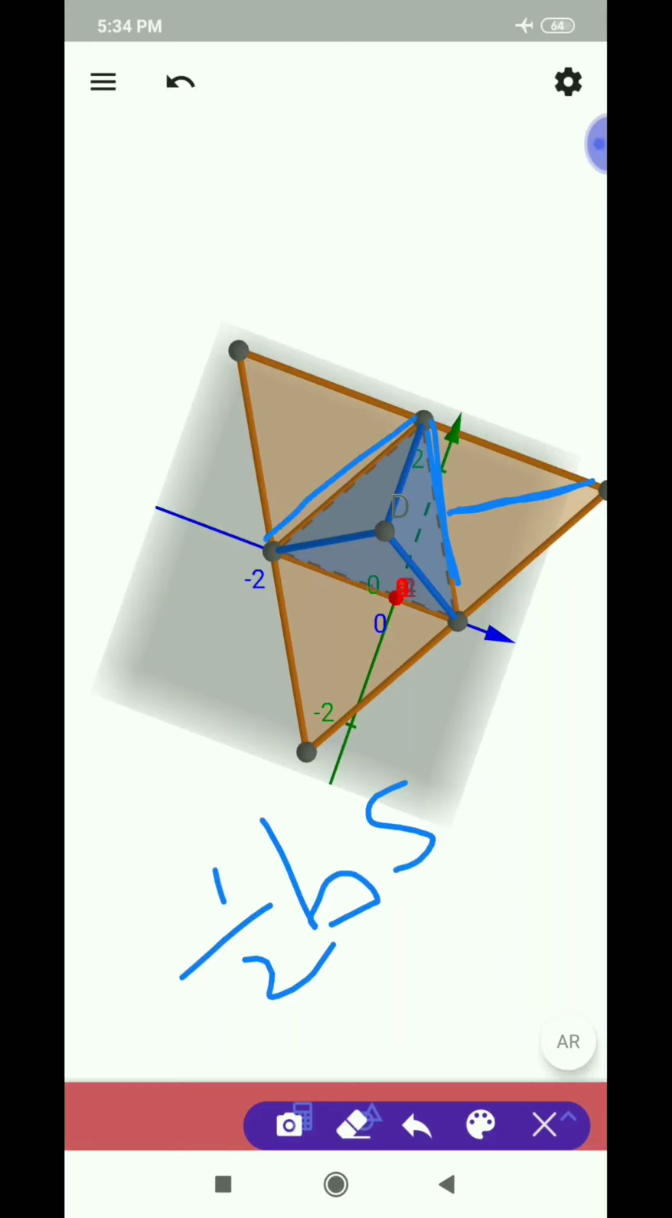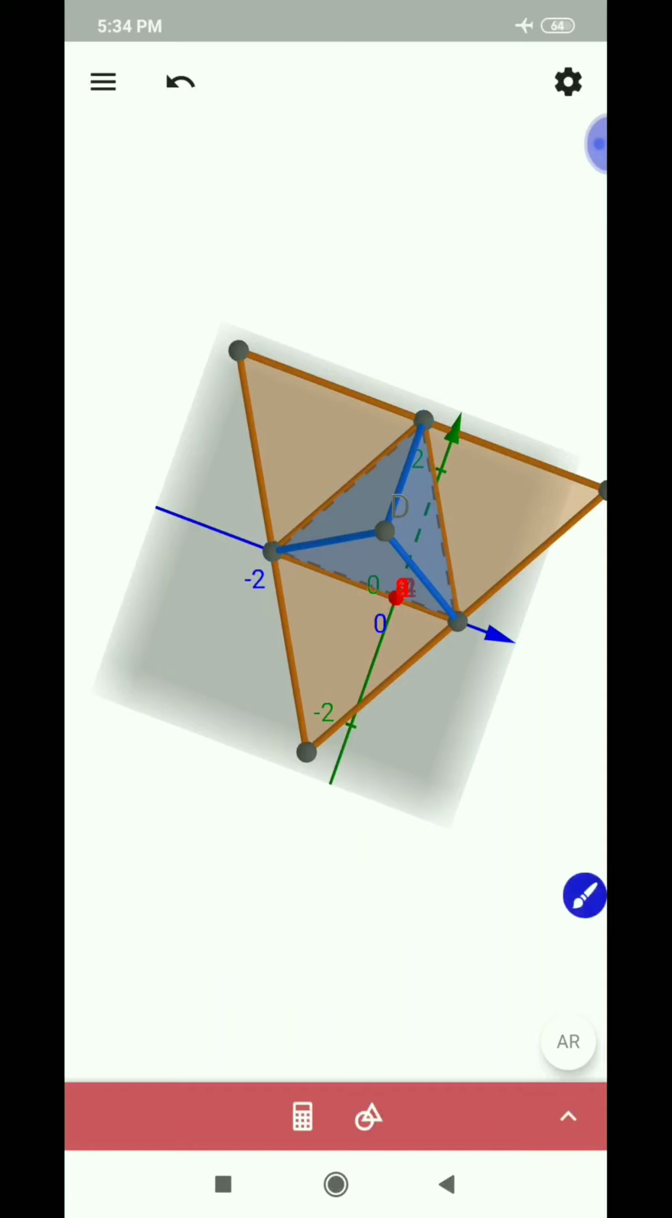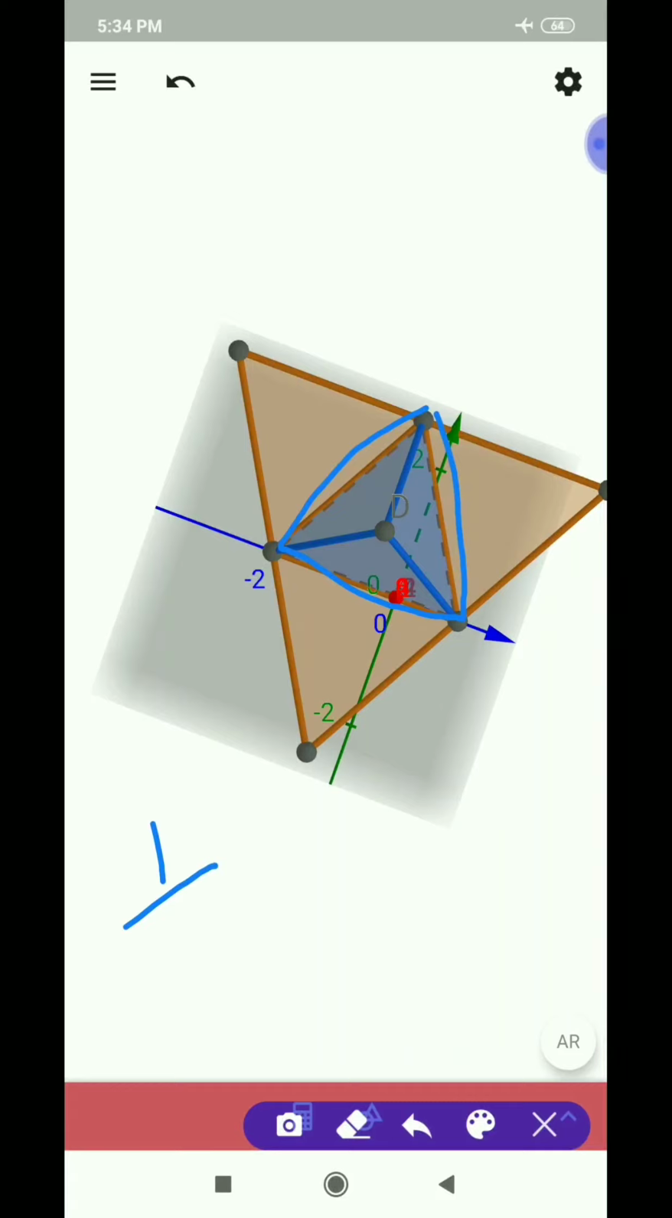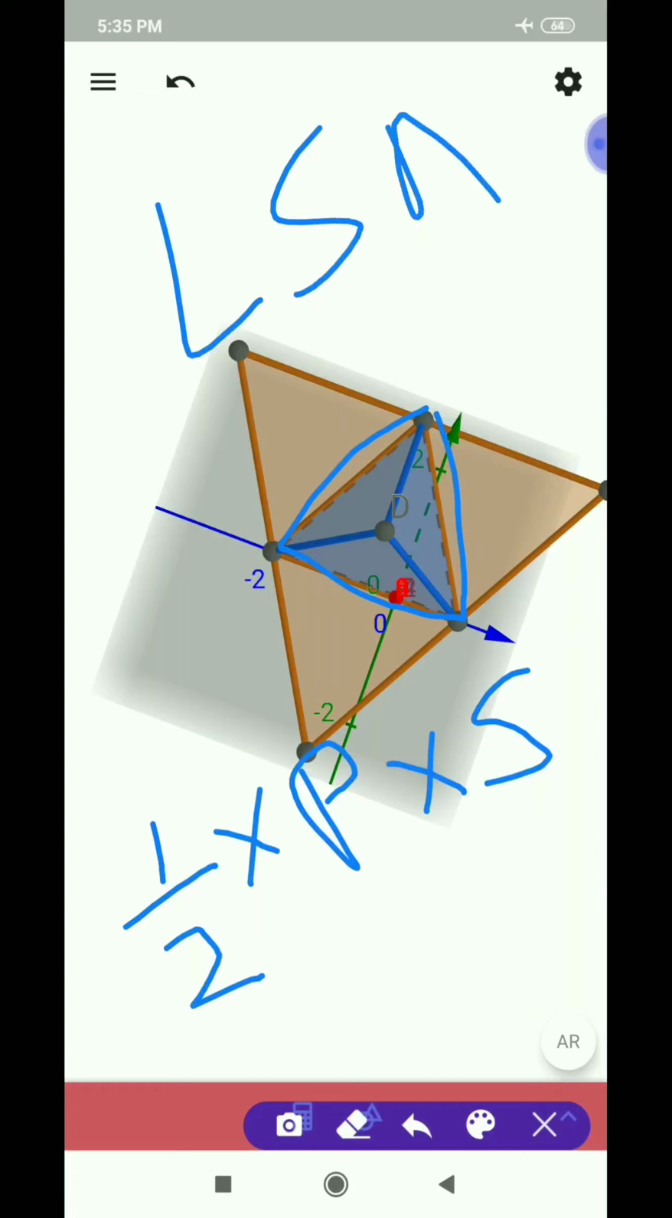Similarly, this one is half into base into slant height, half into base into slant height. When you observe carefully, you are getting perimeter. So we can simply say lateral surface area is half into perimeter into slant height. So the lateral surface area of a pyramid is half into perimeter into slant height.